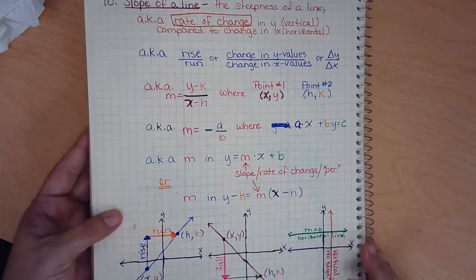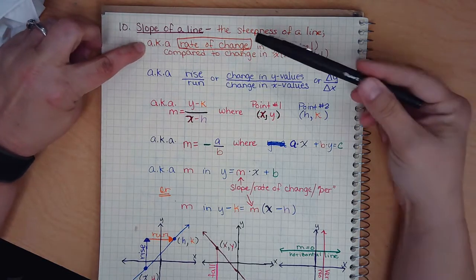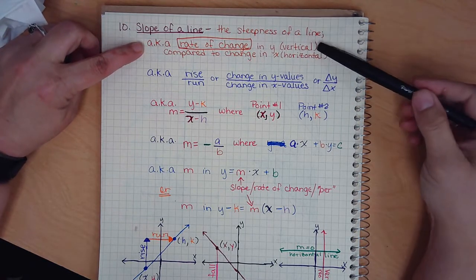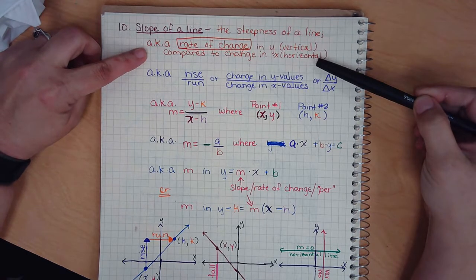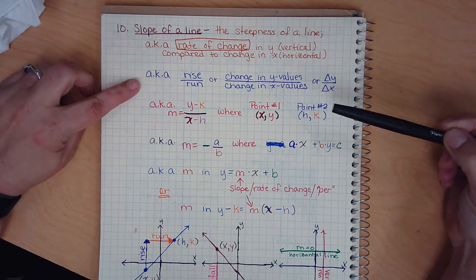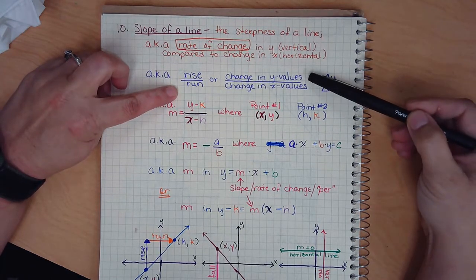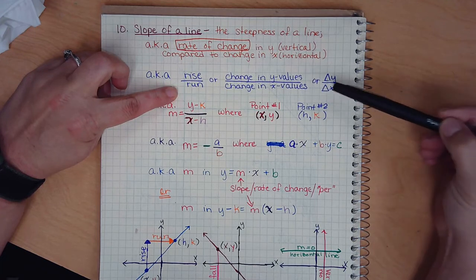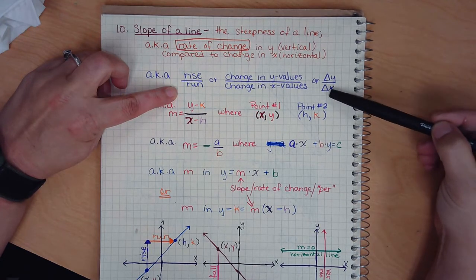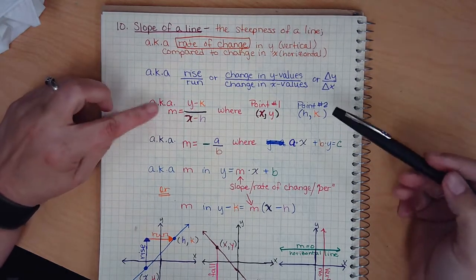Okay, slope of a line is the steepness of the line, and it has a lot of other names. It's also known as rate of change, in which you look at the vertical, the y, and compare it to the changes in the x, or the horizontal. It's also known as rise over run, or change in the y values over change in the x values, or delta y over delta x. Delta means change. That's the funny triangle.